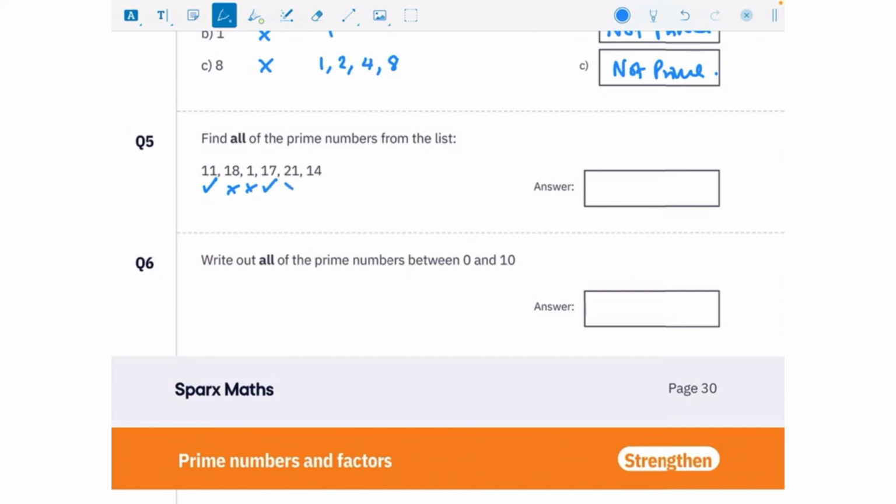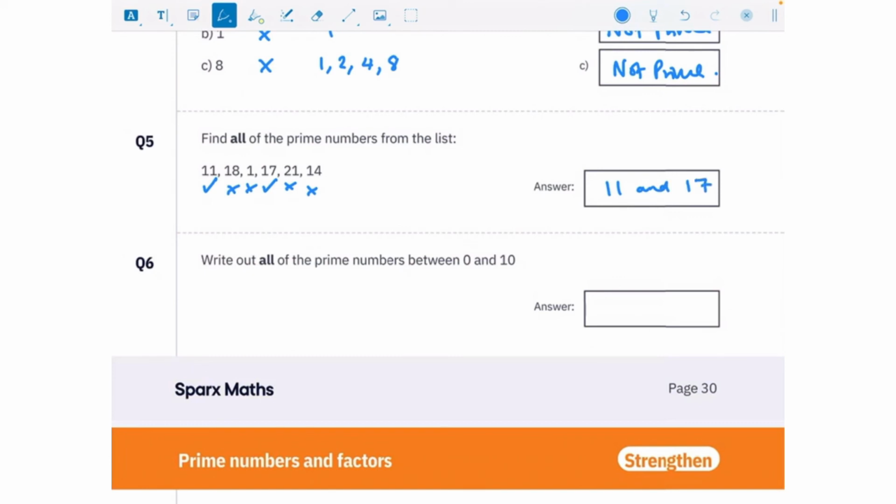17 is prime. It's only in the 17 and the 1 times table. 21 isn't, because we can say it's in the 3 times table or the 7 times table, and same with 14. 14 is not prime because it's in the 2 times table and the 7 times table. So the answer is 11 and 17. They're the only 2 prime numbers in that list.